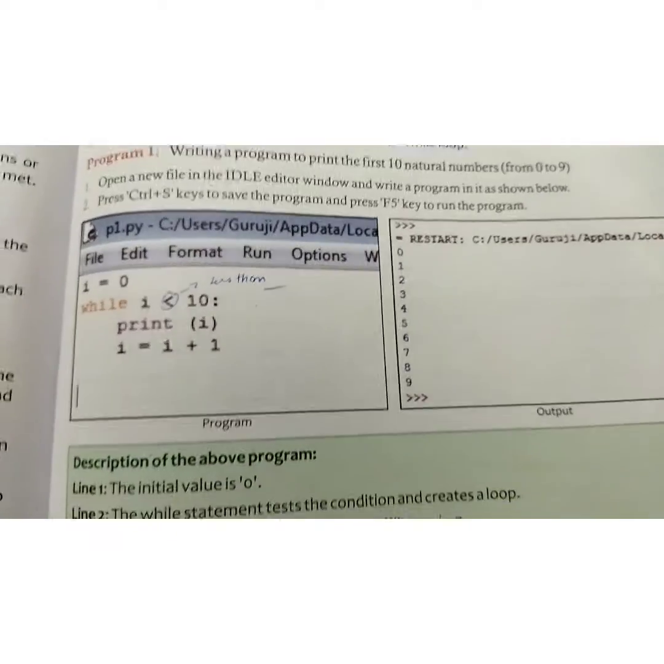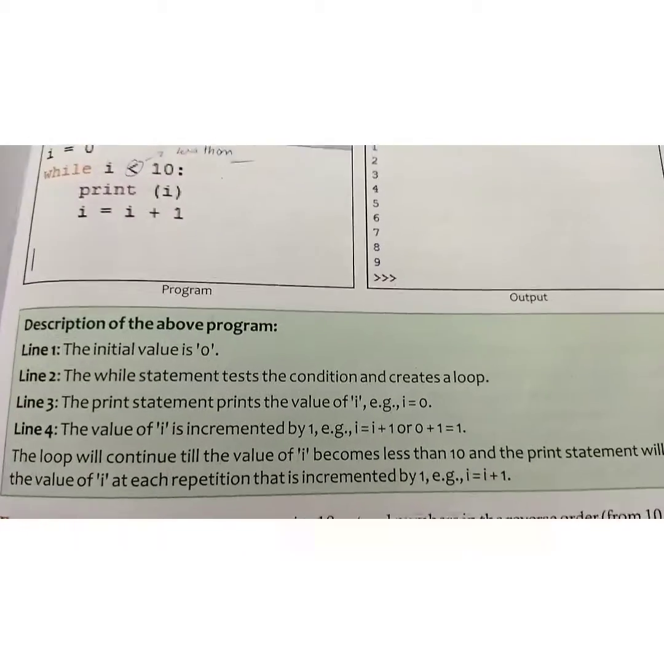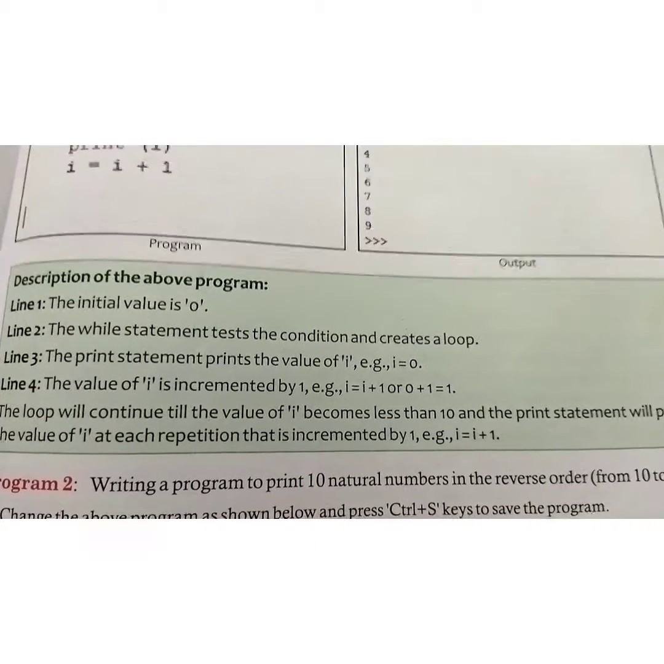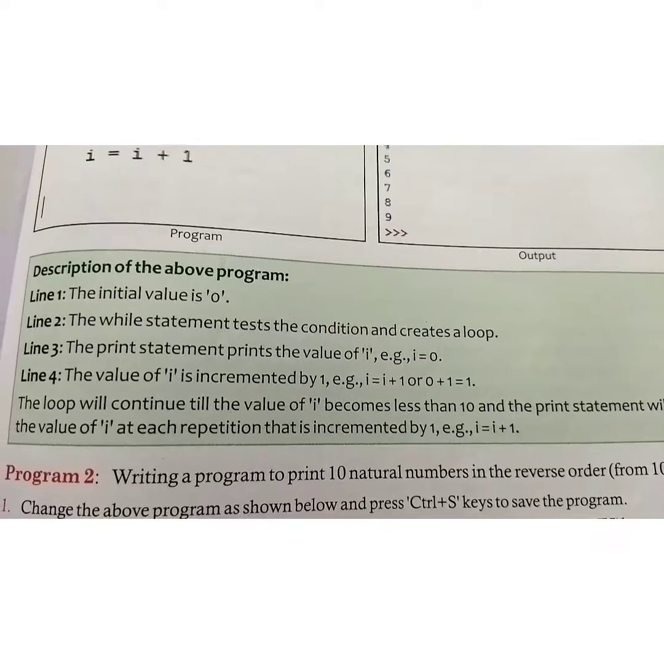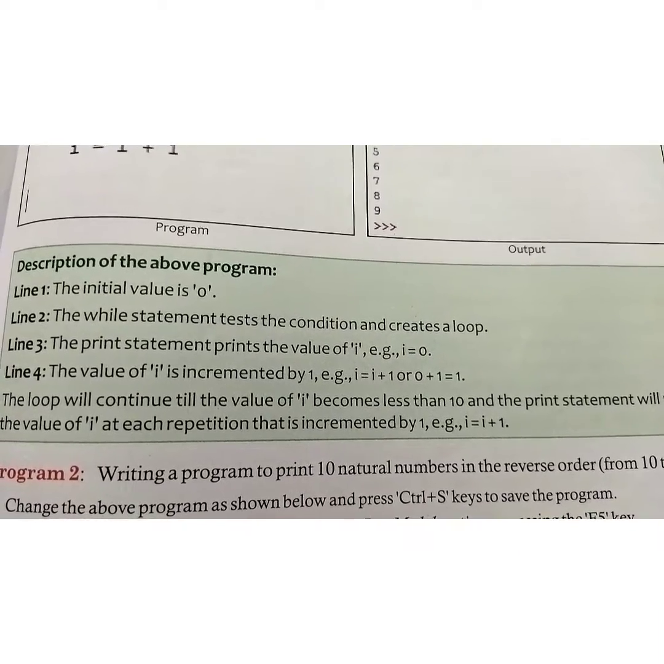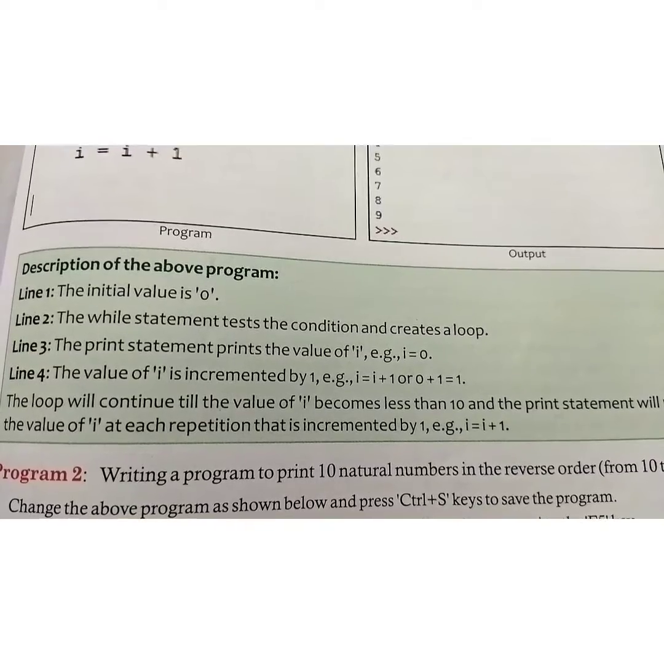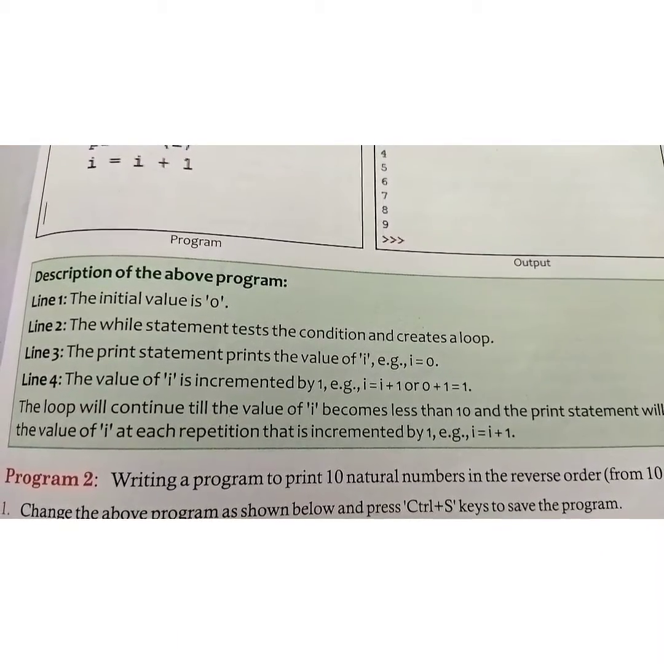So next is the description point, students, of the above program. First, the initial value is 0, you will start. Then the while statement tests the condition and creates a loop. Then the print statement prints the value of i, which is 0. Then the value of i is incremented by 1: i = i + 1. 0 plus 1 equals 1.